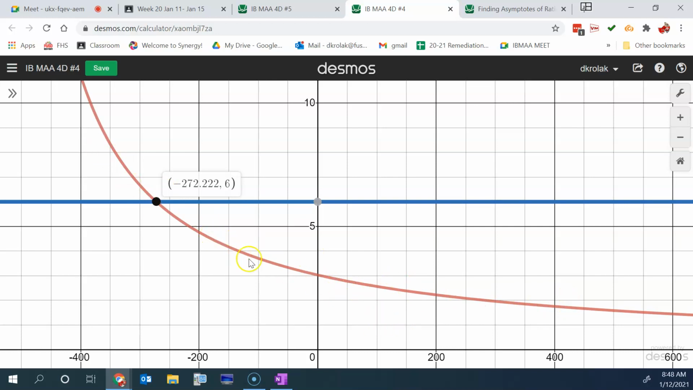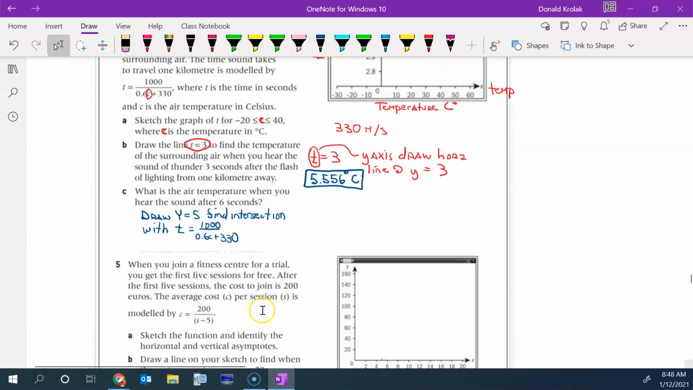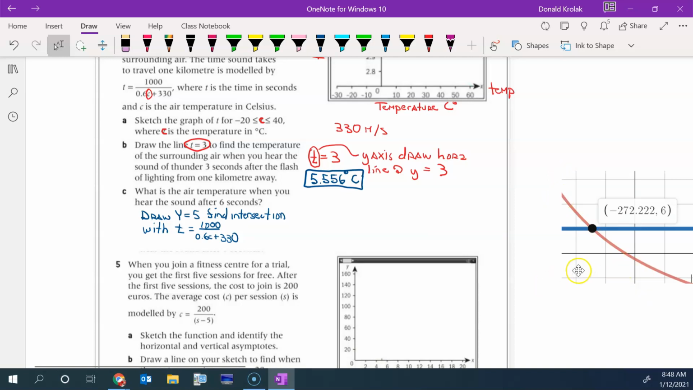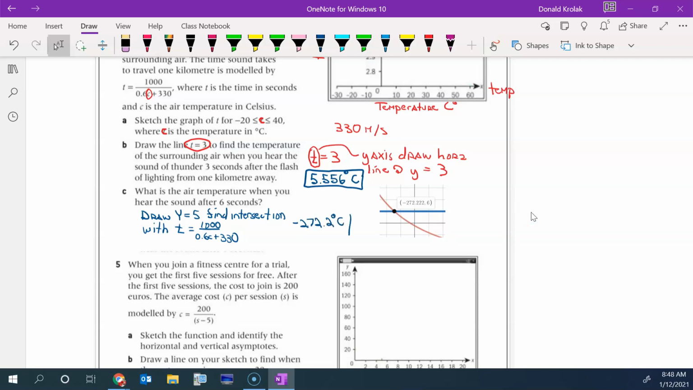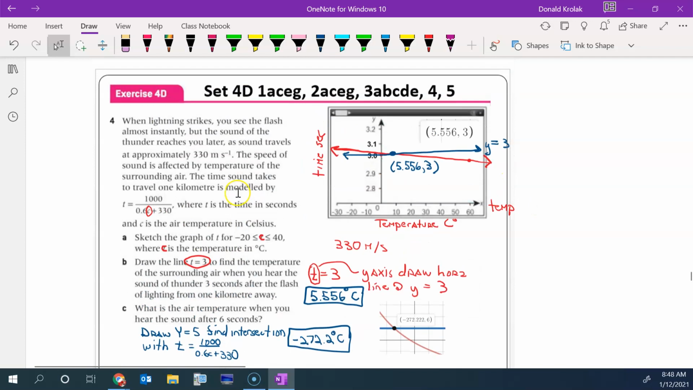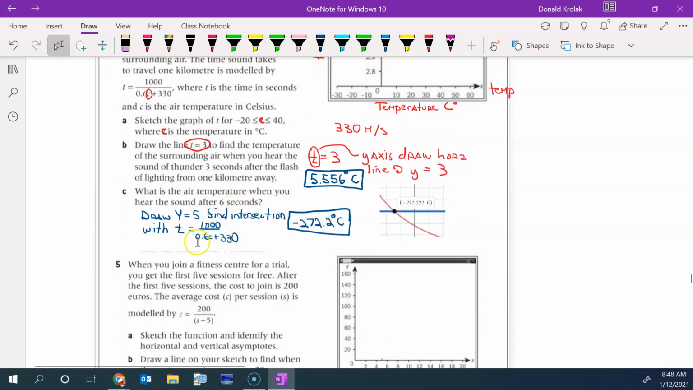Okay, so you can see this graph's going downward as the temperature goes upward, temperature on the y-axis. Okay, so this guy right here, okay, there's my graph. So my answer here would be negative 272.2 degrees. So all of these ones that have involved graphing, we've always graphed two things and found where they intersect.